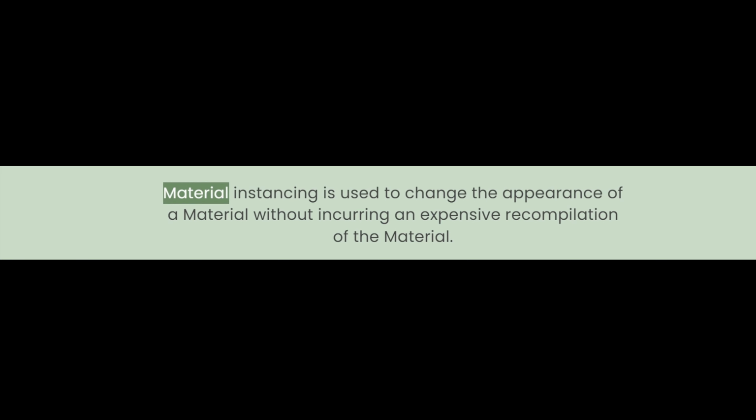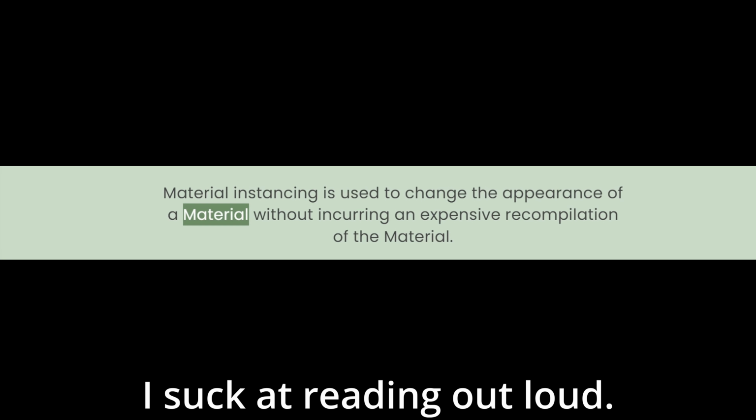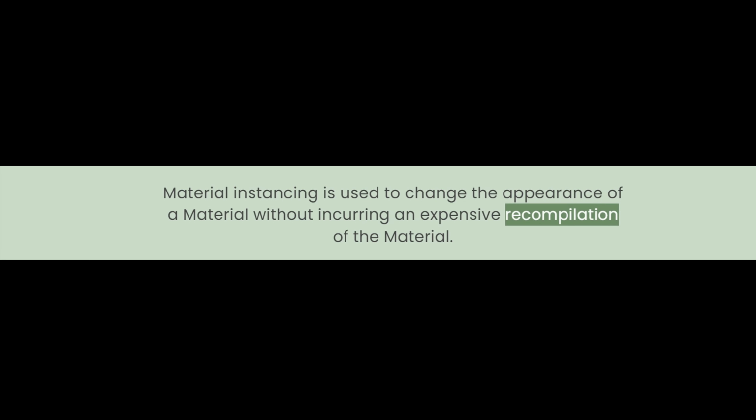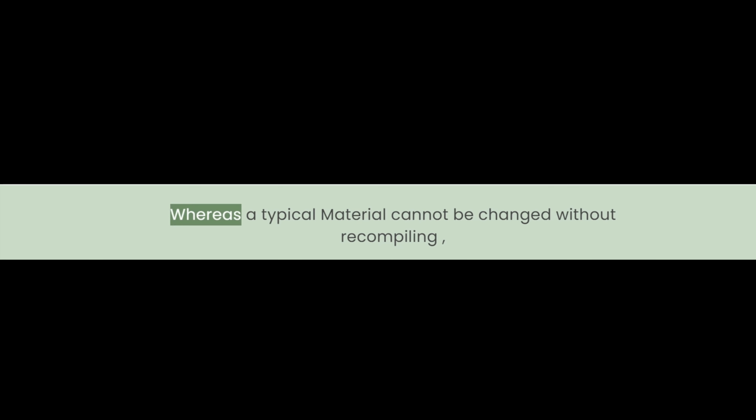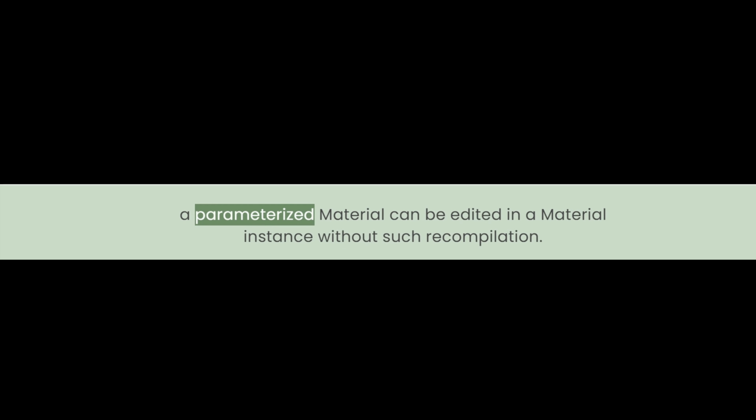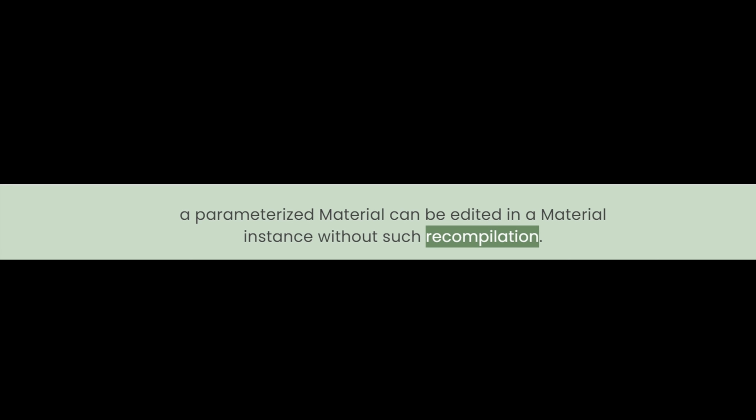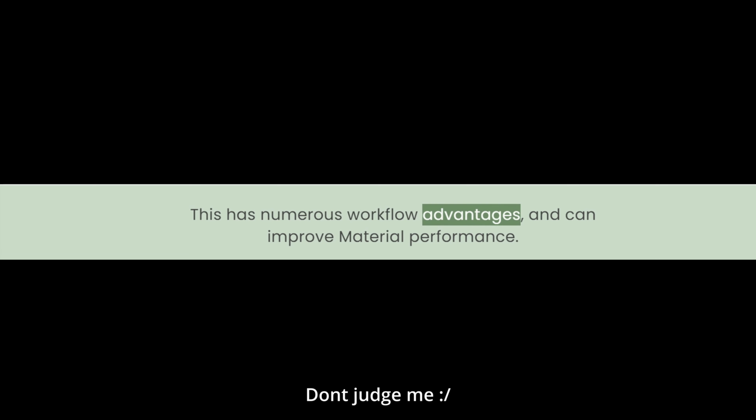Now, what is material instancing? I'm going to read from Unreal Engine's documents essentially what material instancing is, and then I'll break down my definition of how I interpret it. Material instancing is used to change the appearance of a material without incurring an expensive recompilation of the material, whereas a typical material cannot be changed without recompiling. A parameterized material can be edited in a material instance without such recompilation. This has numerous workflow advantages, and can improve material performance.